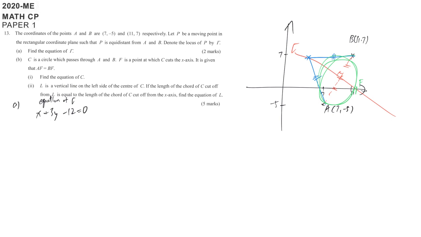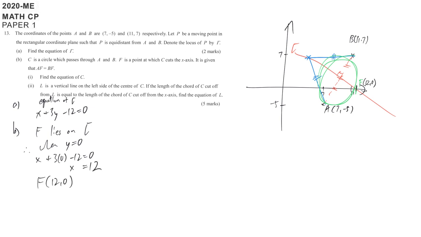We call the part A answer. We know that F lies on the inverted L. So when it cuts the x-axis, when y is equal to 0, we get the corresponding x coordinate. x is equal to 12. So this point F is (12, 0). We get the coordinate.